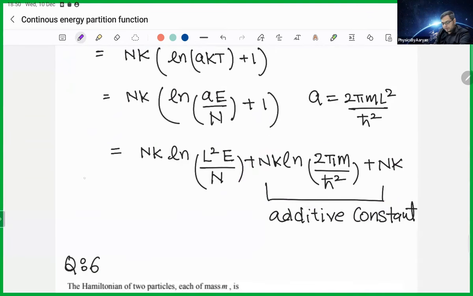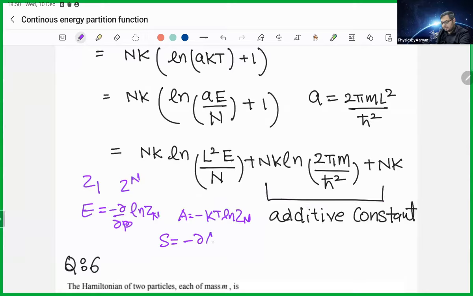So what was my first step? Partition function, then Z^N, then energy equals minus curly by curly beta into log of z, then kBT into log of Z^N, and then entropy is minus curly A by curly T. So this was a little bit of a lengthier question. But is it clear to all? You will try this out once, the maths by yourself.